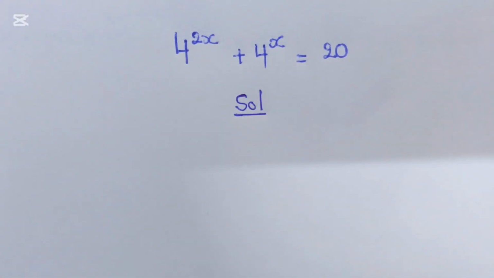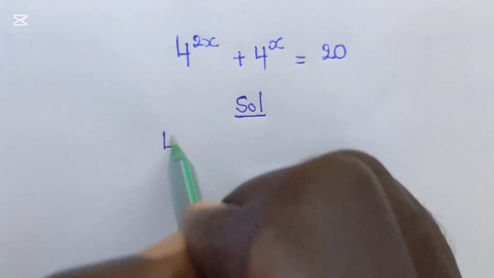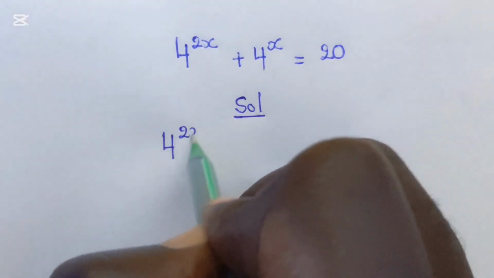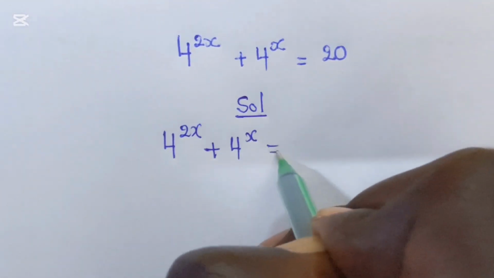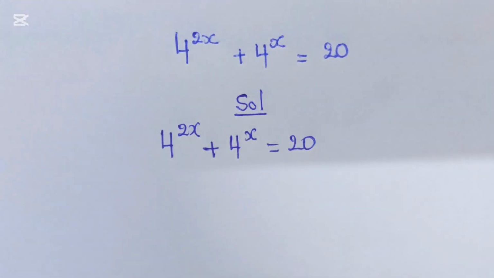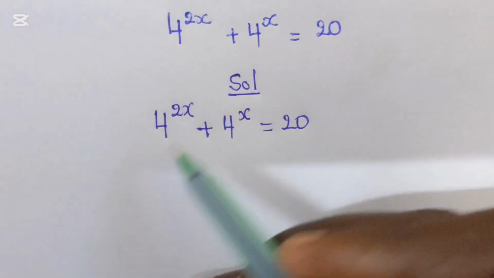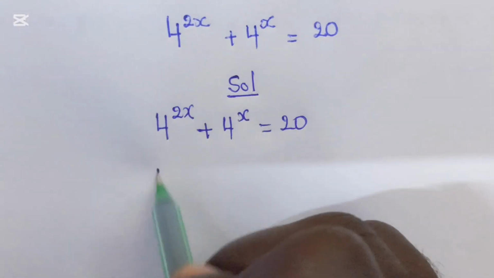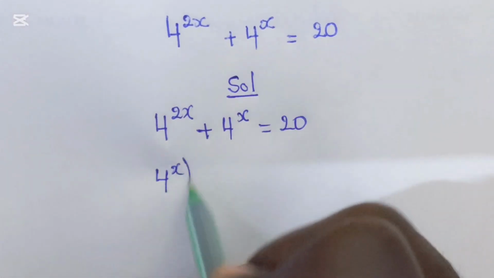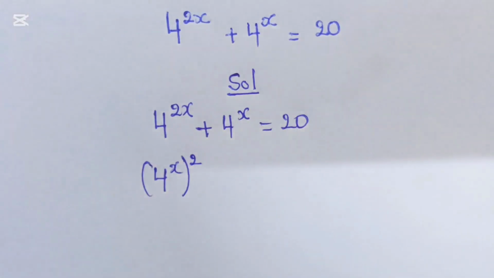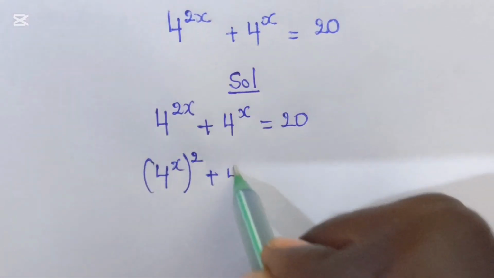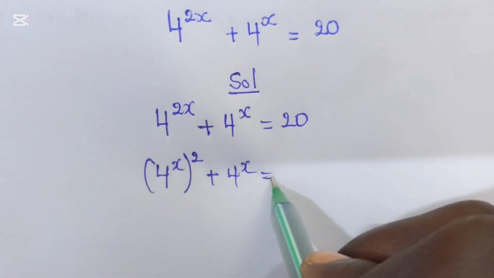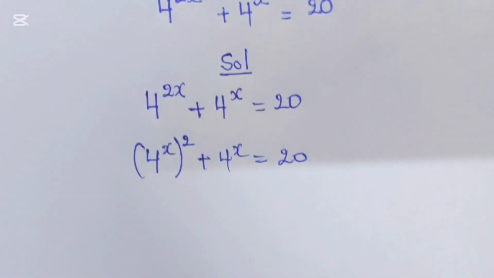Let's provide a solution. We have 4 to the power of 2x plus 4 to the power of x equal to 20. Then here we can write this as (4 to the power of x) squared. This and this are the same, plus 4^x equal to 20.